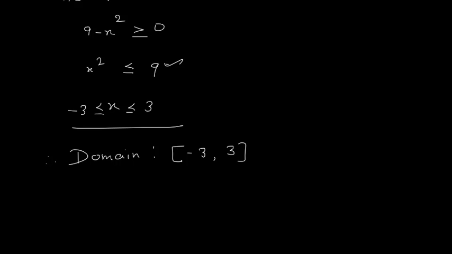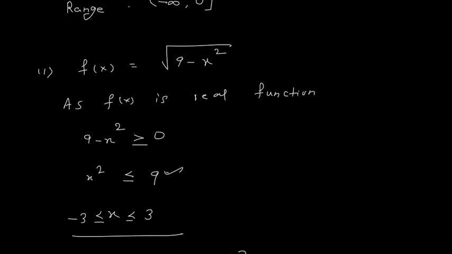So this is domain. What is range? Range is the possible values of this square root. Now this is a positive square root, so first its value is going to be positive. The value of x is between minus 3 and plus 3. So what are the possible values of 9 minus x square? When x is 0, 9 minus 0 is 9 and its square root is 3. When x is minus 3 or plus 3, its value is 0. So between 0 and 3, I have the value of f(x).